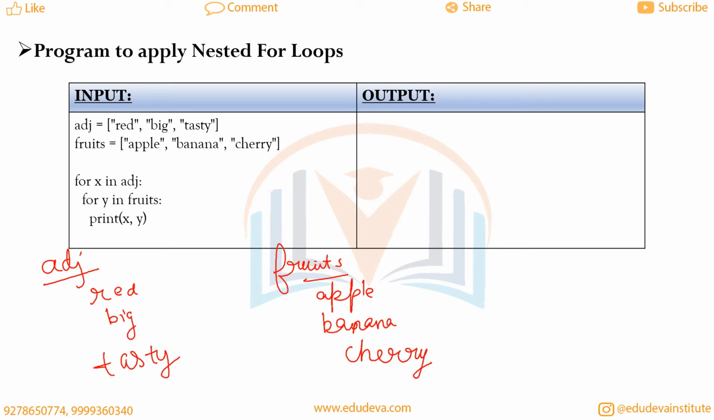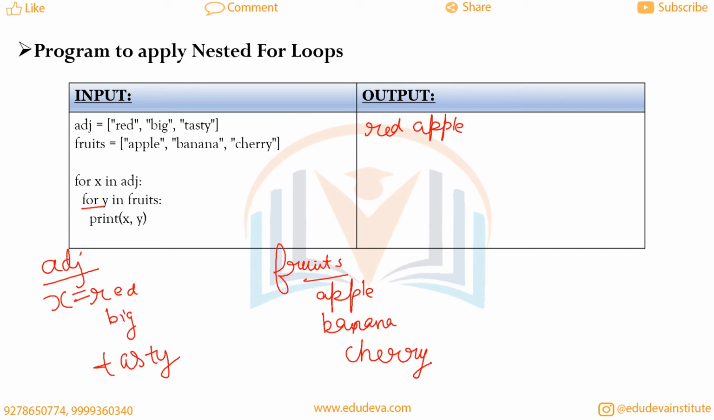We will execute the first for loop in ADJ. So the value of X will be red in the first step, and then we will go to the second for loop and the value of Y will be apple. So we need to print X comma Y. It means we will print red and apple.